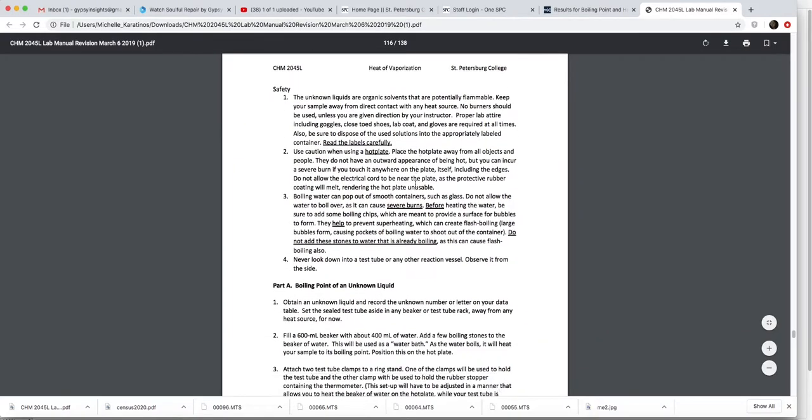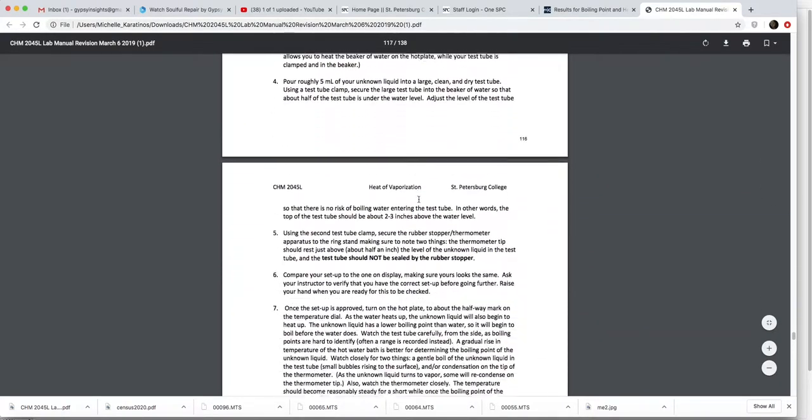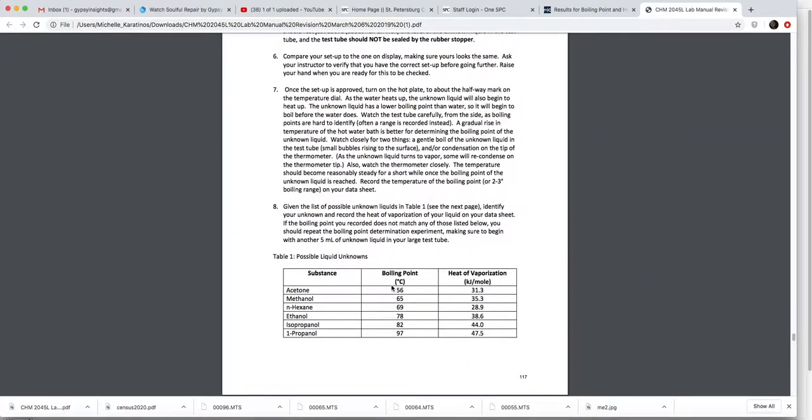But the other piece of information we can get is delta H vap, and we can do that using this possible liquid unknowns chart. Your unknown is going to be one of these. Now I'm saying that the boiling point was 97 degrees, which would point us to 1-propanol here being the unknown in this case. And that means we can just read the heat of vaporization off the chart here, and you can see it's kilojoules per mole.